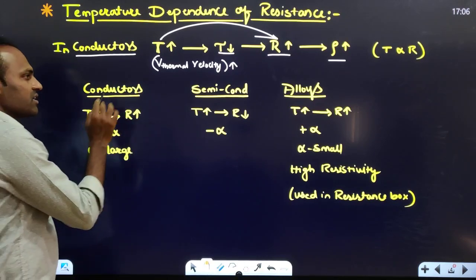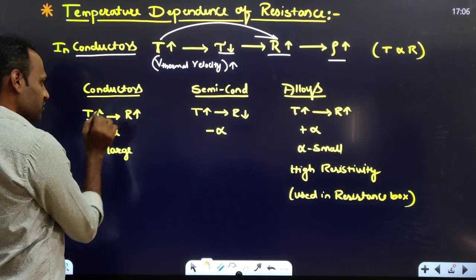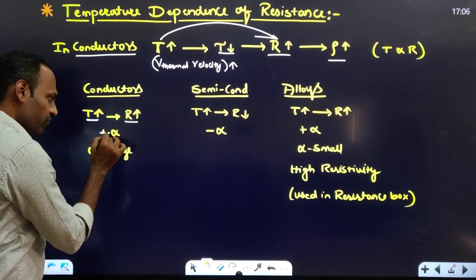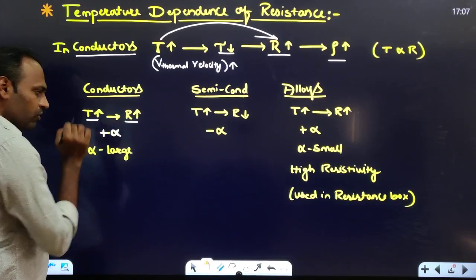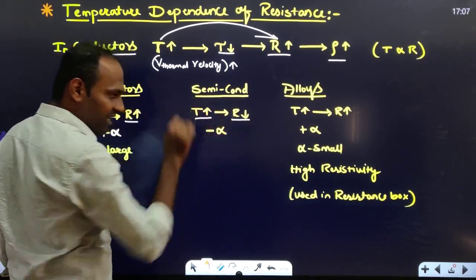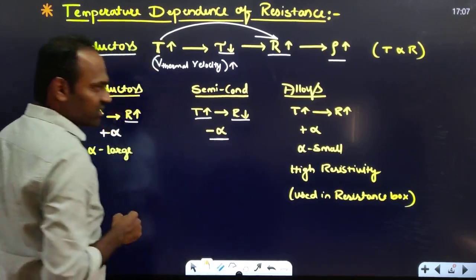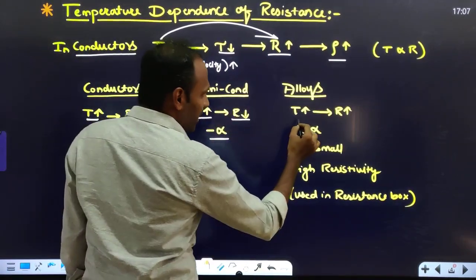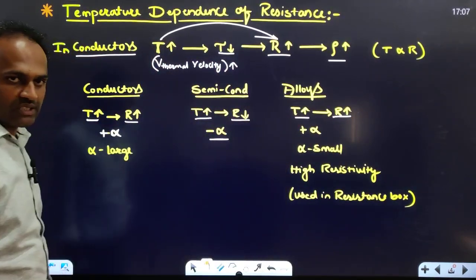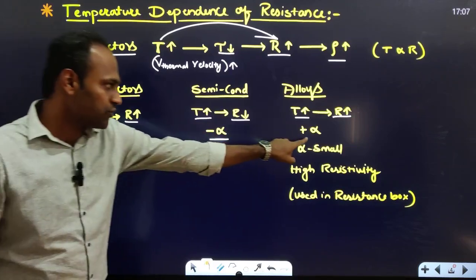See, for conductors, semiconductors and alloys, by increasing temperature in conductors, resistance increases. That's why temperature coefficient of resistivity is positive. In semiconductors, by increasing temperature, resistance decreases, conductance increases. That's why temperature coefficient of resistance is negative. In alloys also, by increasing temperature, resistance increases. That's why alpha is positive. Temperature coefficient of resistance, alpha is positive. Here alpha is large. See, here also alpha is positive. Here also alpha is positive.